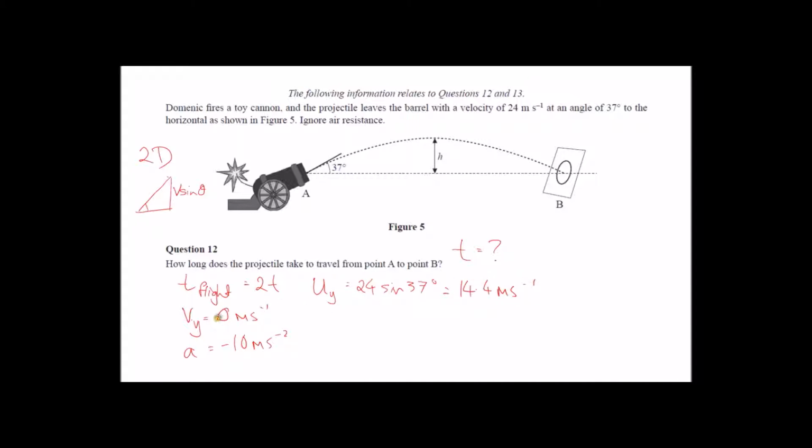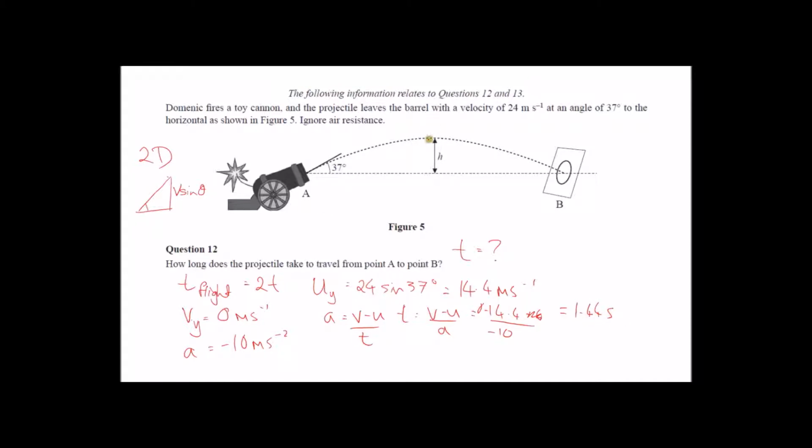Okay, so what do we know? We know V, U, A, and we're trying to find T. So my simplest equation for this is a equals v minus u over t, or t equals v minus u over a. So what have we got here? We've got 14.4 minus 0 over, sorry, I've done that wrong. It's 0 minus 14.4 over minus 10. I knew that didn't seem quite right. Minus signs cancel and we get 1.44 seconds.